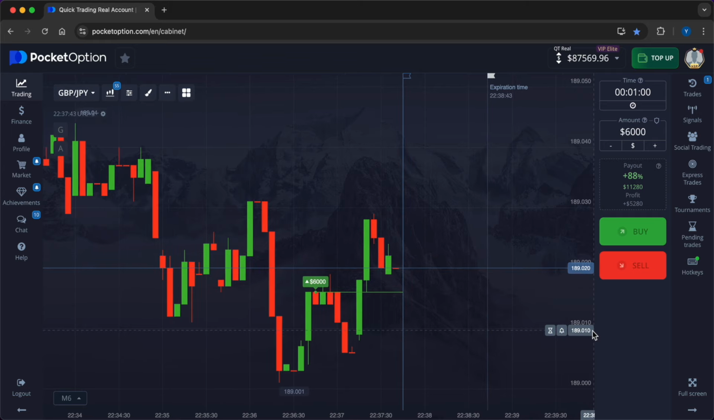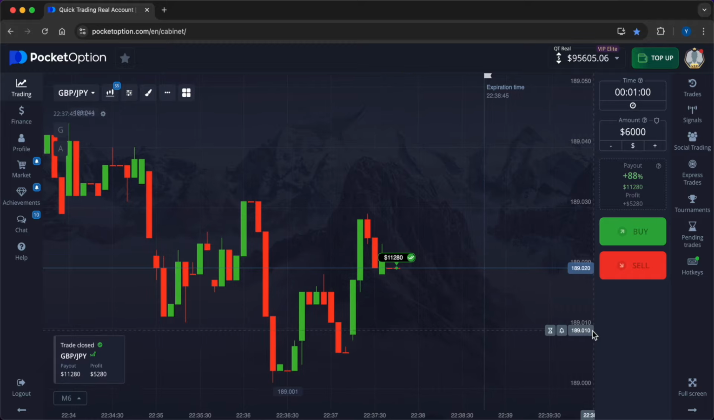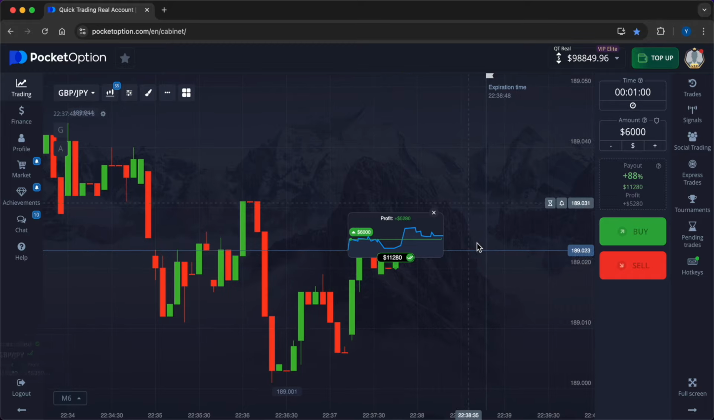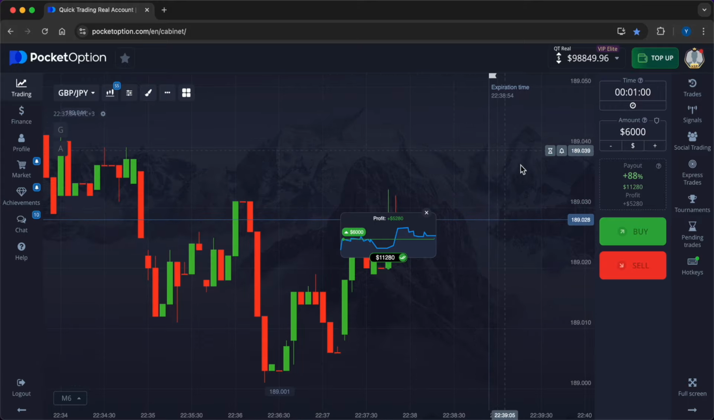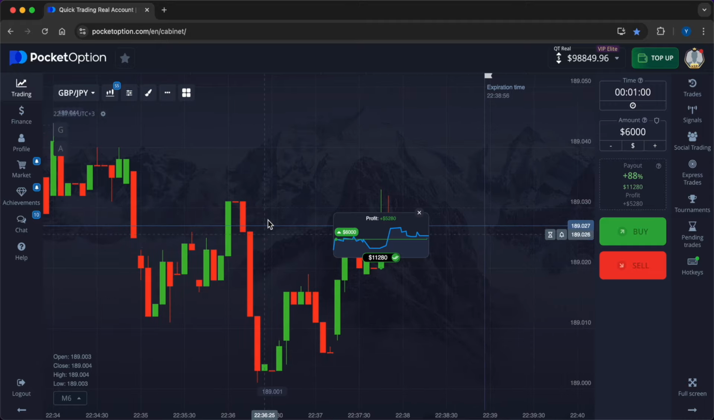And now it's time for the final result. Okay. We have $5,280 in the account. The total profit thanks to accurate predictions from artificial intelligence is impressive, $11,808. Yes, the robot met expectations and performed the work clearly.